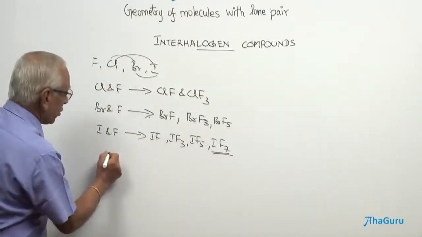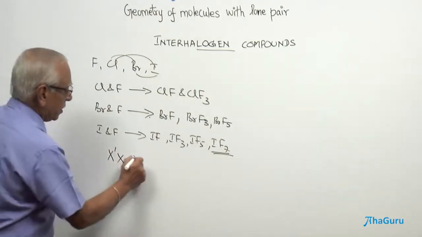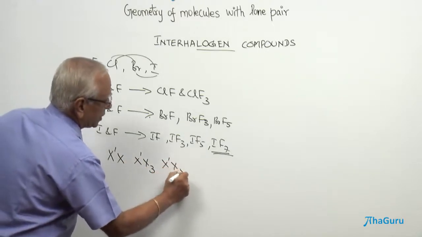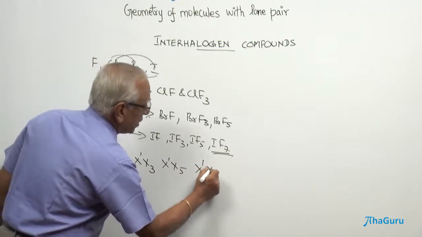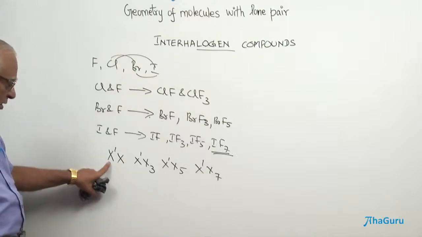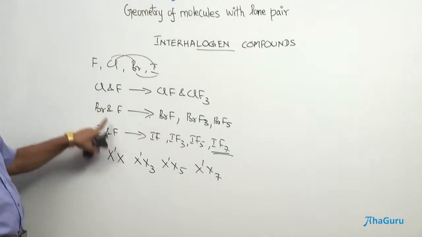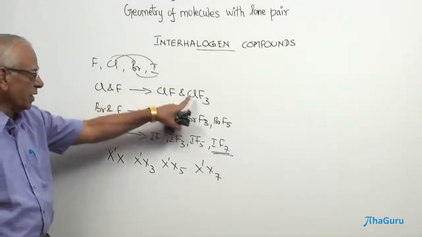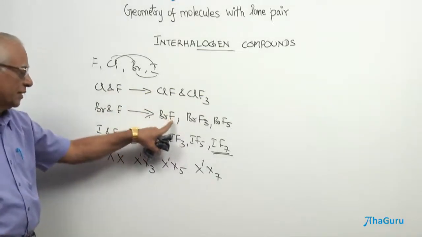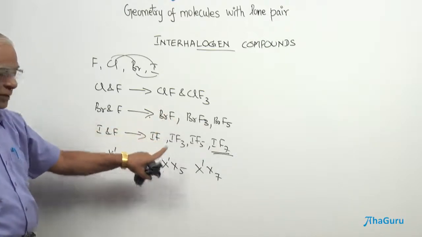Now, the interhalogen compounds can also be represented by X dash X, or X dash X3, X dash X5, X dash X7. X dash and X are different halogens, and X dash is the electropositive halogen and X is going to be the electronegative halogen. Therefore, you see here we have put the more electronegative halogen atoms on the right hand side. It should behave as an anionic species here. This is electropositive and this is electronegative.